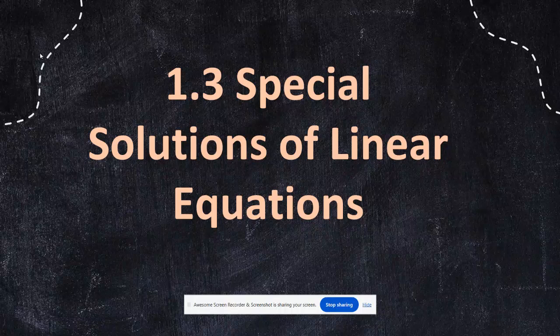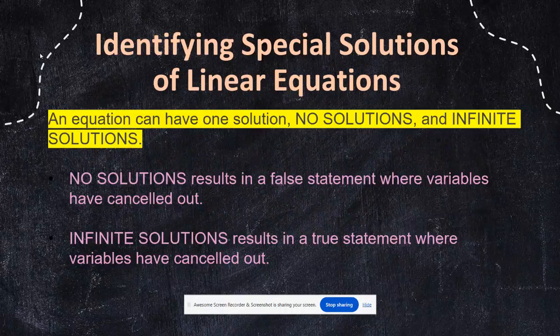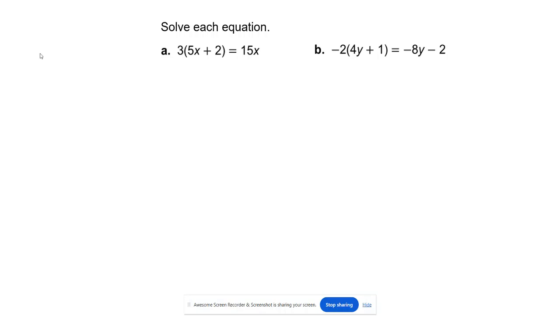Third and final lesson is on special solutions of linear equations. Everything we've seen up until this point has had an equation with one solution. However, we can have equations that have no solutions and infinite solutions. If you're seeing an equation with no solutions, that means the variables have canceled out and we're left with a false statement. If you're seeing an equation that has infinite solutions, that means your variables have canceled out, but you're seeing a true statement. So let's look at some examples.